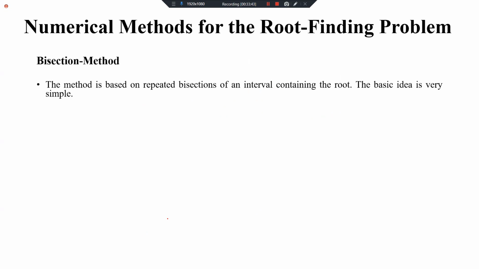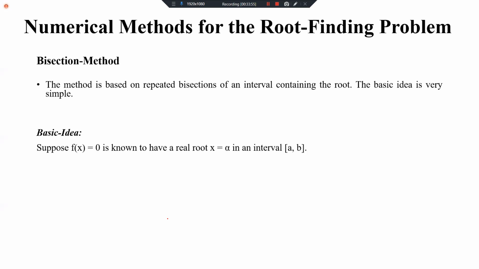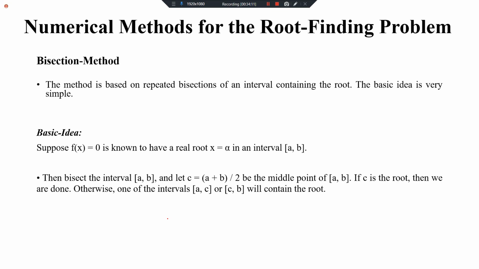Now let's do the bisection method. That is one numerical method to find the root. This is a very simple method. Suppose f(x) equals 0 is known to have a real root x equal alpha in the interval (a, b). Then bisect the interval (a, b) and let c equal (a plus b) divided by 2. That means we get the median value between a and b.